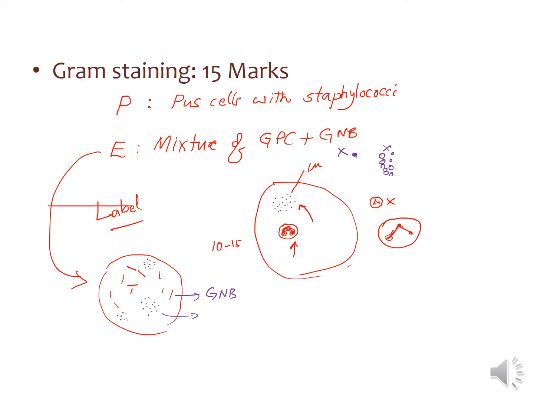And this you have to write gram positive cocci. Don't mention whether it is staphylococci or something. You have to write like this. And while you are writing, don't abbreviate gram positive and gram negative. You have to write the complete name, that is gram positive bacilli and gram positive cocci. Like this you have to answer, and the viva will be there.